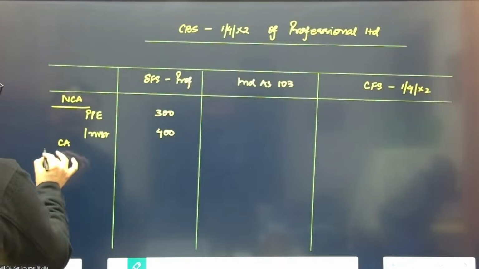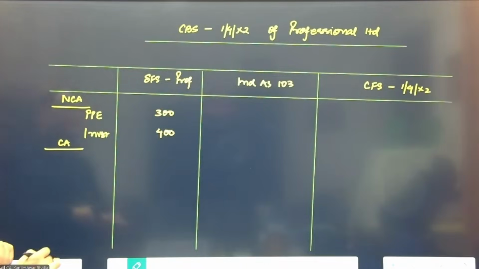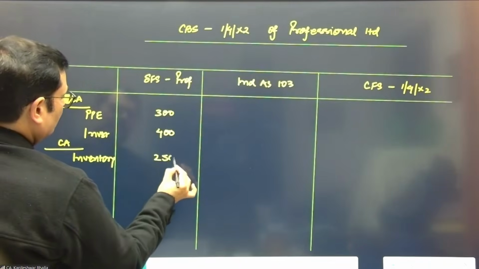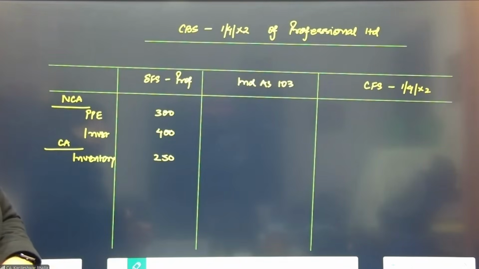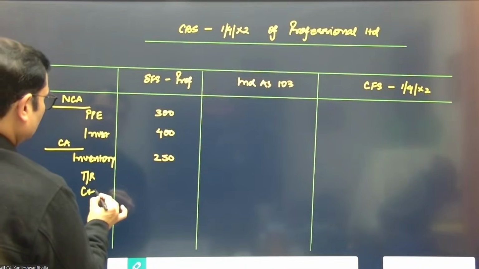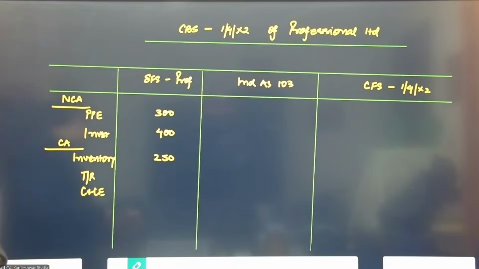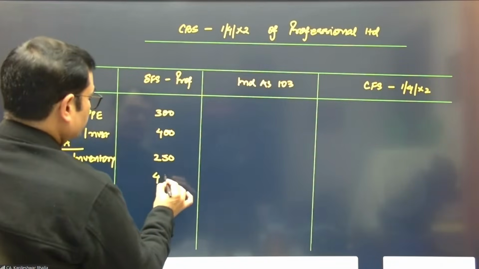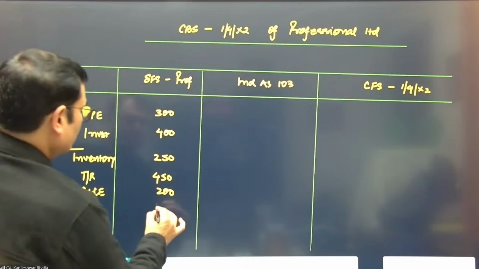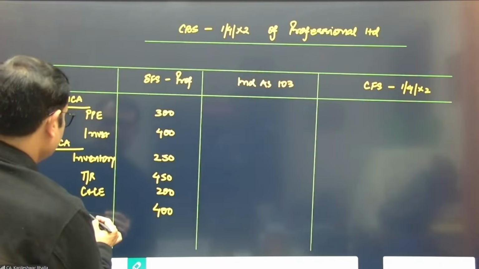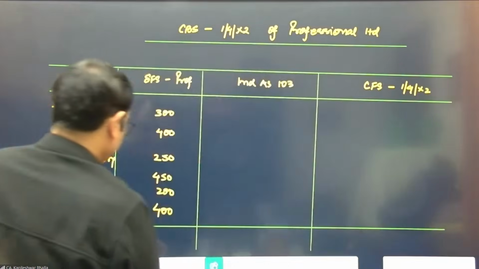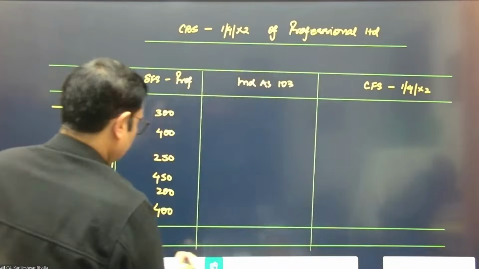Then I am given the current assets. Inventories are 250. Then the next items are trade receivables and cash and cash equivalents. Trade receivable is to the extent of 450, cash and cash equivalents is 200. And then there is others, that is 400. So let me not mess the balance sheet up here. This becomes the asset side of the balance sheet.